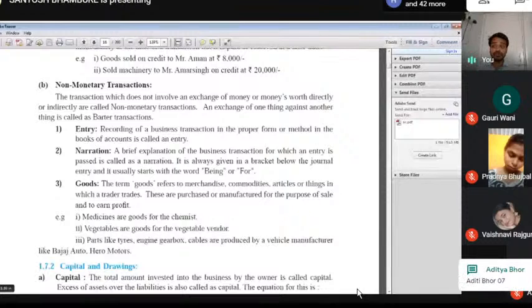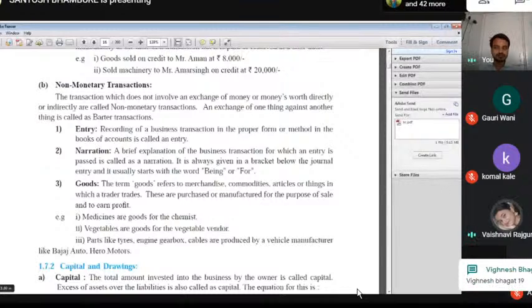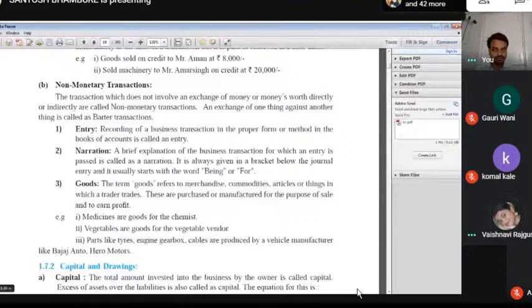But remember, when we are writing something below the journal entry, so journal, some people know about the debit and credit. What is the meaning of debit? Debit means the person who is receiving. And what is the meaning of credit? The person who is crediting.